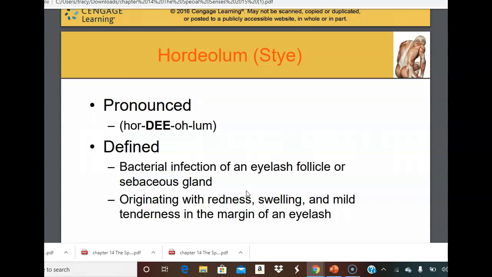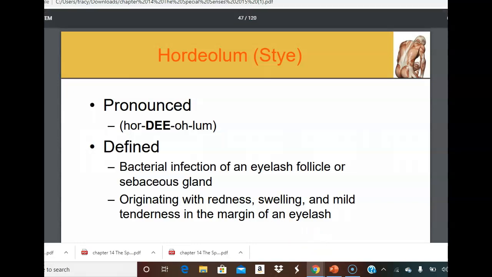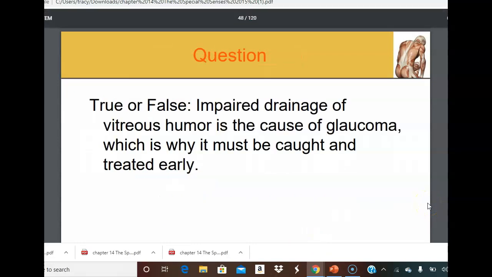And so these sometimes need to have antibiotic drops. Sometimes they even need to have oral antibiotics, depending on the severity. Warm compresses can help to break it up a little bit. But these generally will subside on their own. But if they don't, if warm compresses don't take care of them, then you need to see a specialist and have it dealt with.